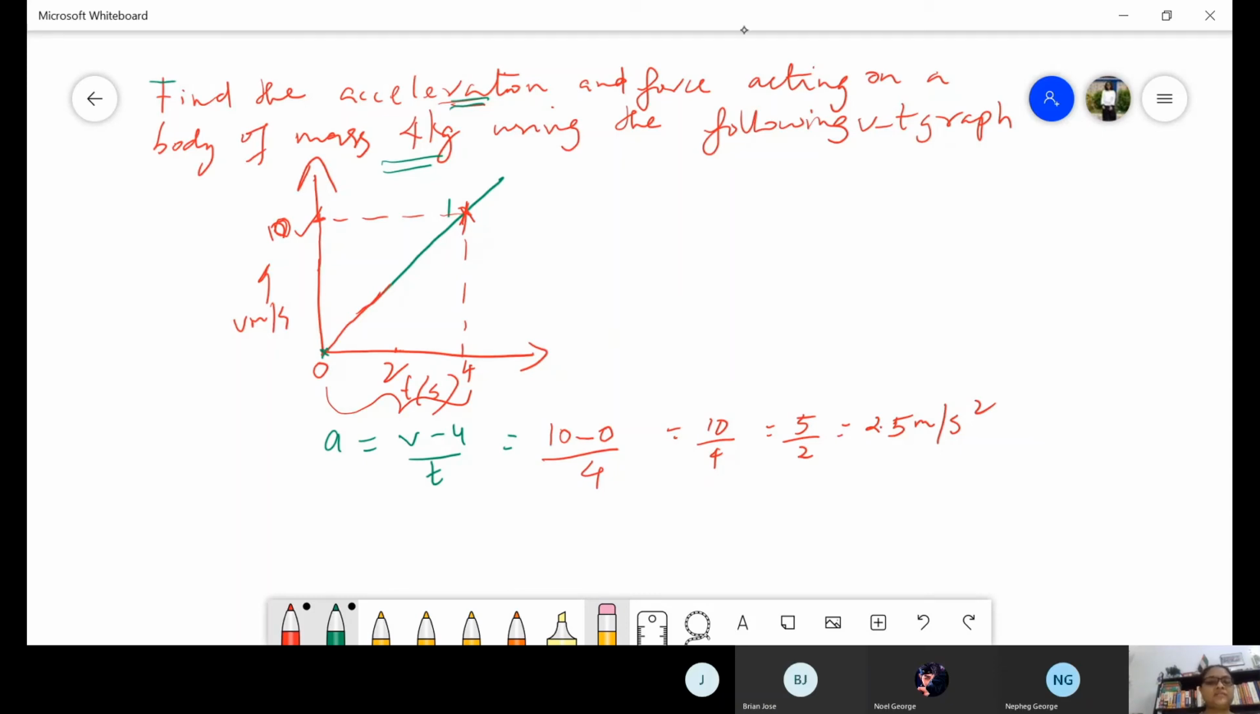Now how will you find out the force acting? They have asked to find the force acting on the object also. You know, F equal to M into A. So mass is 4 kilograms. So 4 into 2.5. Acceleration is 2.5 and therefore it will be 10 Newton. So the force acting on the body is 10 Newton.